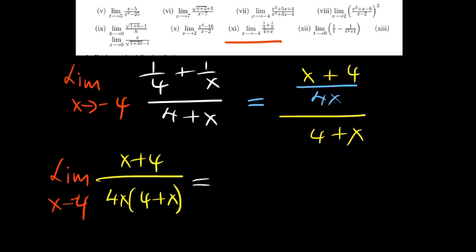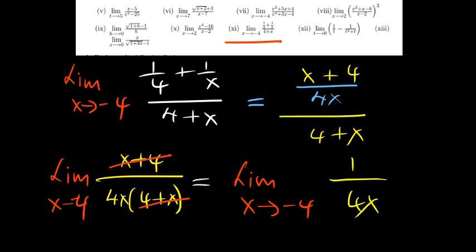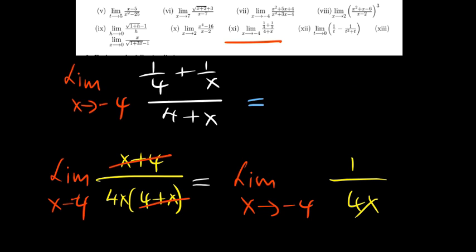So x plus 4 and 4 plus x are just the same. They can cancel, can divide. So we have the limit as x approaches negative 4. And then on the top part, we have the 1, bottom we have 4x. You can substitute. So for x, we're going to put a negative 4. So you end up with 1 over negative 16. So it's negative 1 over 16. That's where we've ended for this question.